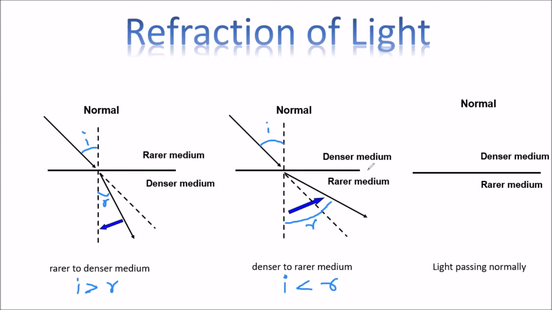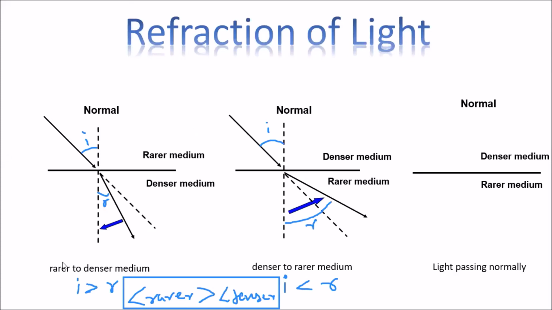From this, what do we infer? One common conclusion: i is not equal to r for sure. But another conclusion is that the angle made by the rarer medium is always greater than the angle made by the denser medium. This is our common conclusion, whether light goes from rarer to denser or denser to rarer. If this is kept in mind, then we are sorted: the angle made by the rarer medium is always going to be greater than the angle made by the denser medium in refraction of light.